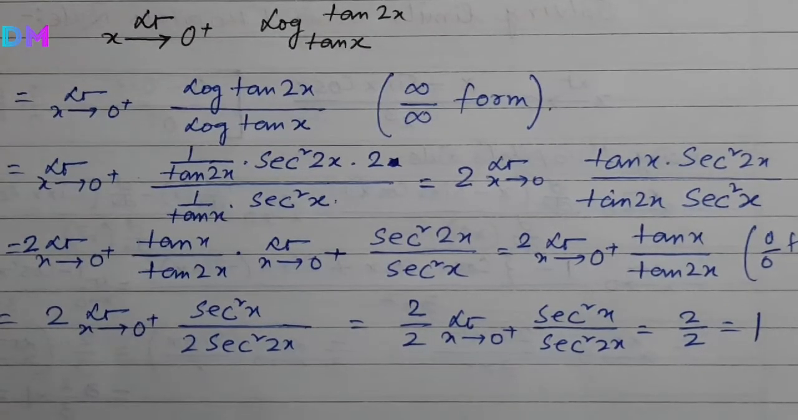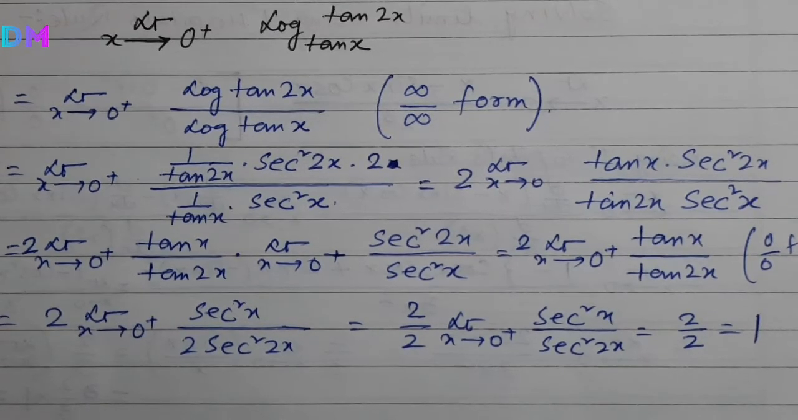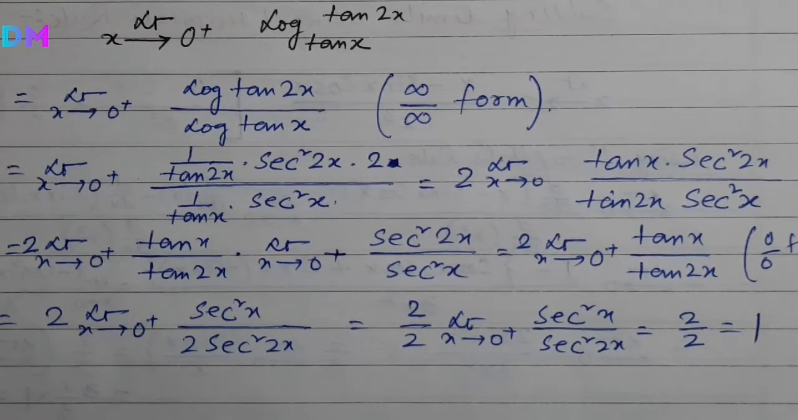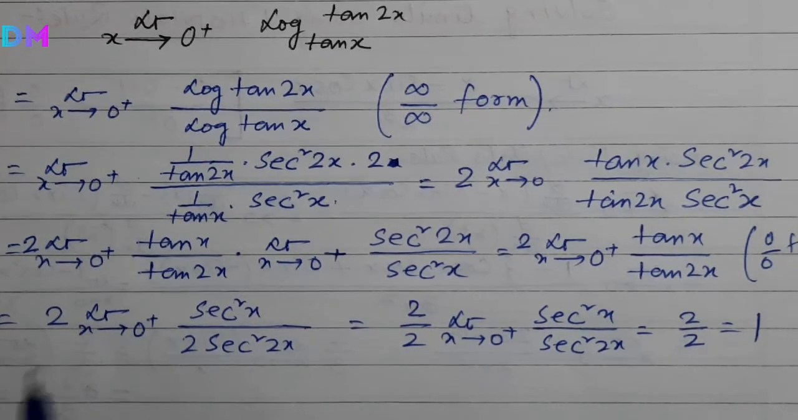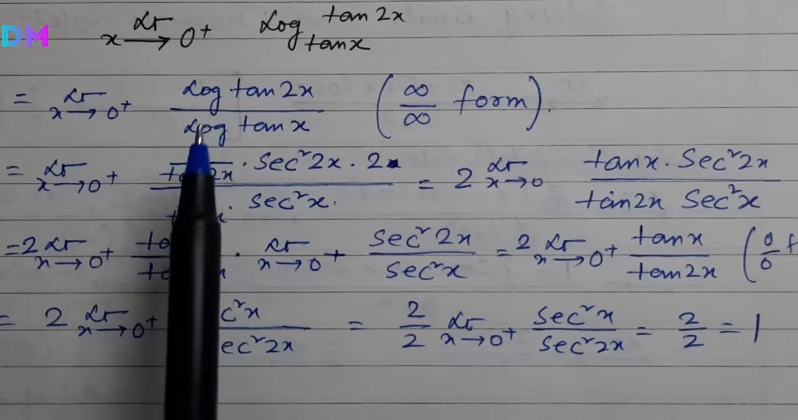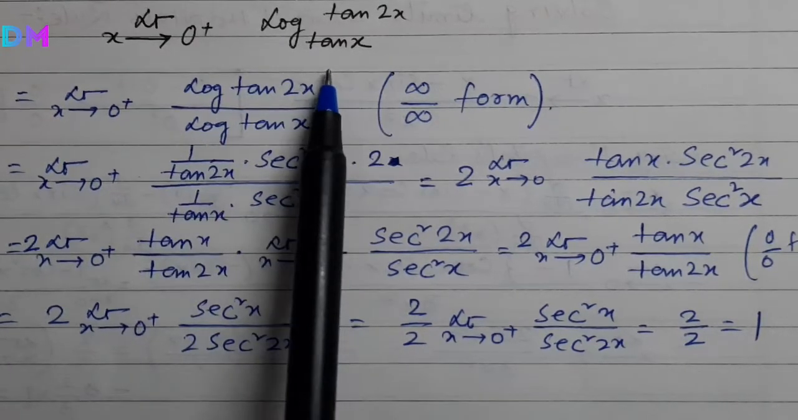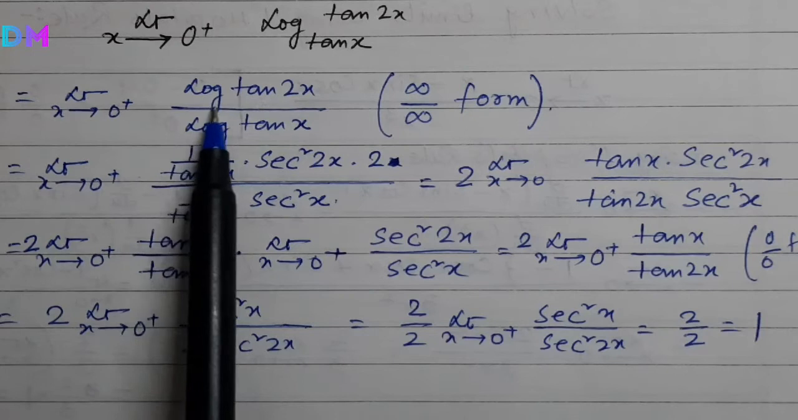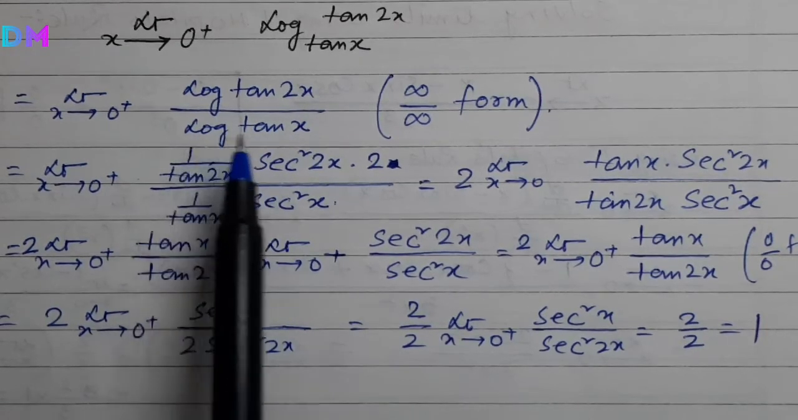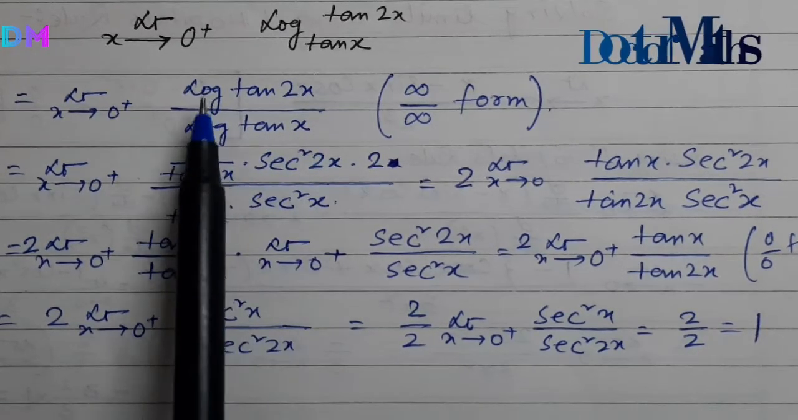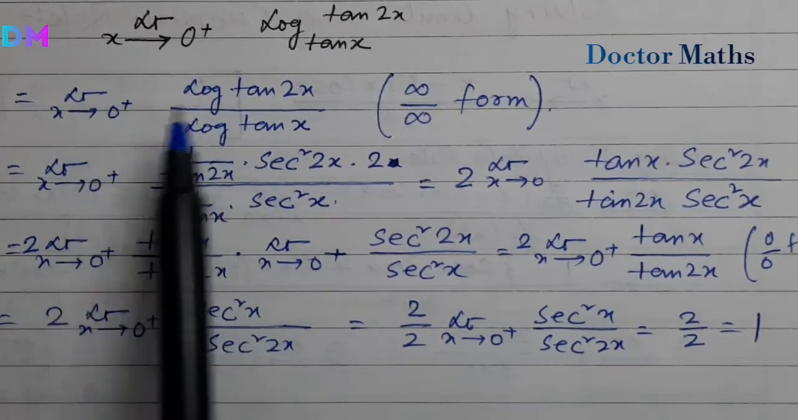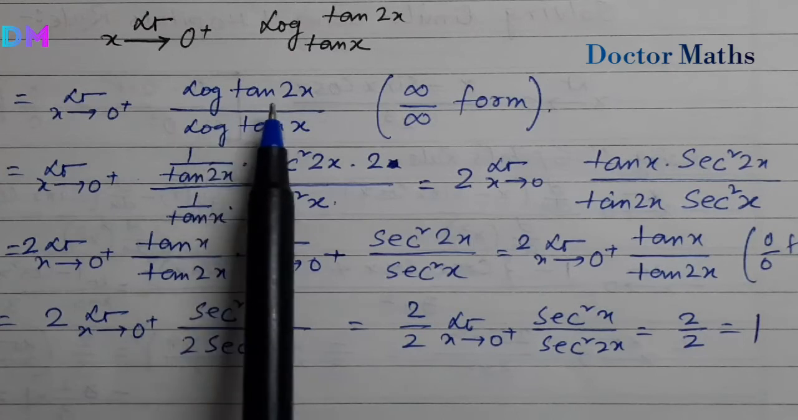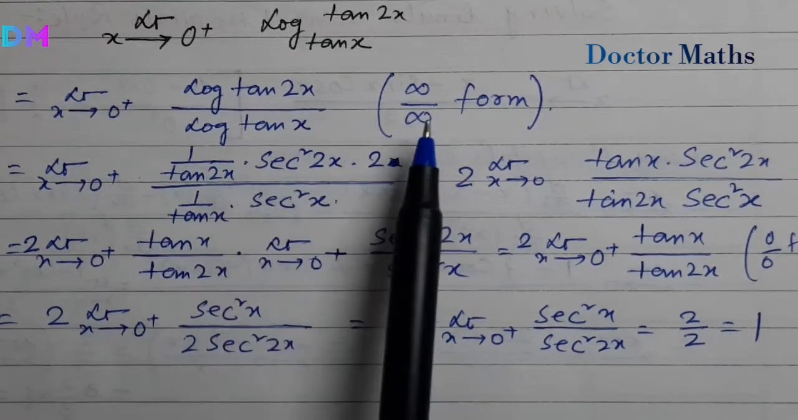Now let us solve this next question. Here we have to find out the limit of log of tan 2x to the base tan x when x tends to 0 plus. Now we can see that log of tan 2x to the base tan x can be written as log of tan 2x by log tan x. Here the base of this log is e. So now if I put x tends to 0, it will become infinity by infinity form.